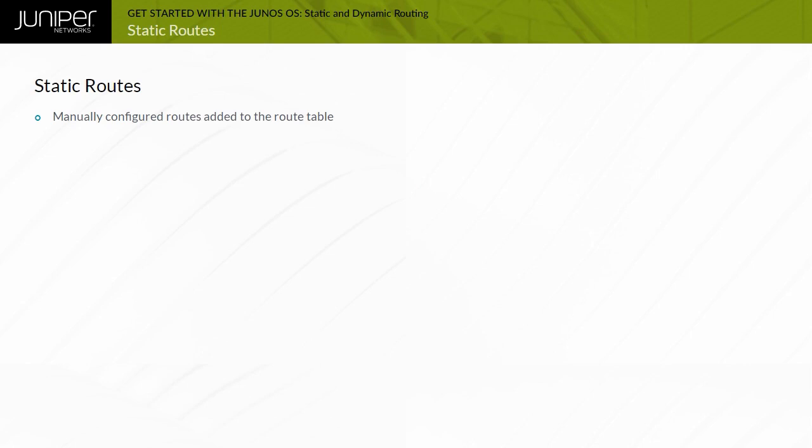Static routes are routes that are manually configured. They are often used to provide a default route to the Internet from within a network, or to provide a route to a customer or partner network. All configuration for static routes occurs at the Edit Routing Options level of the hierarchy.